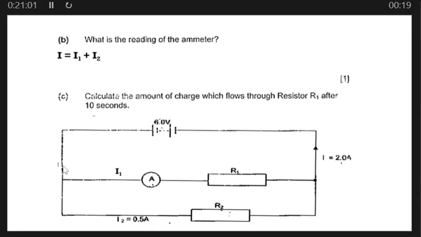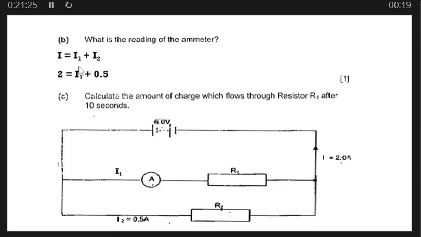So meaning we know the current I, this one is this one, and the current 2 here, it's this one. So now we can calculate what? Current 1. So what we can do here is replace. So this one comes there, and then this one comes here, so it becomes like that. So 2 is equal to I1 plus 0.5.